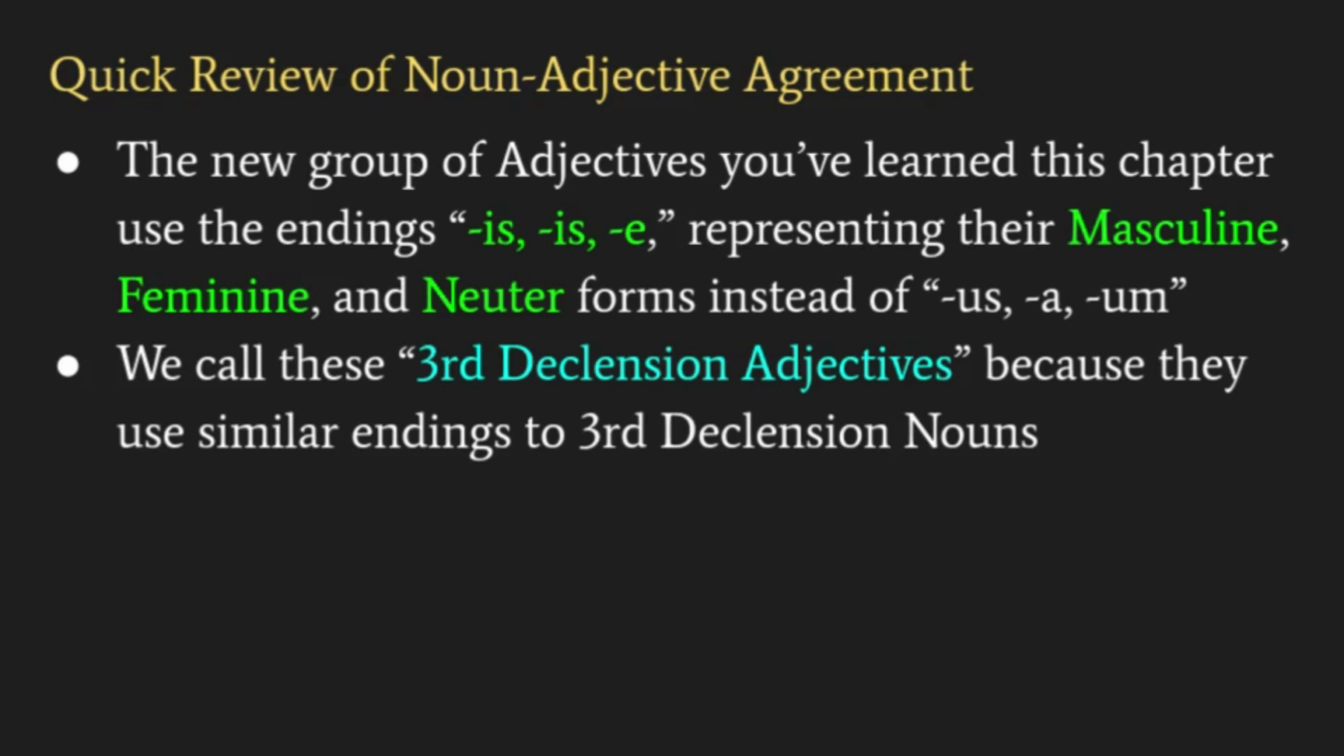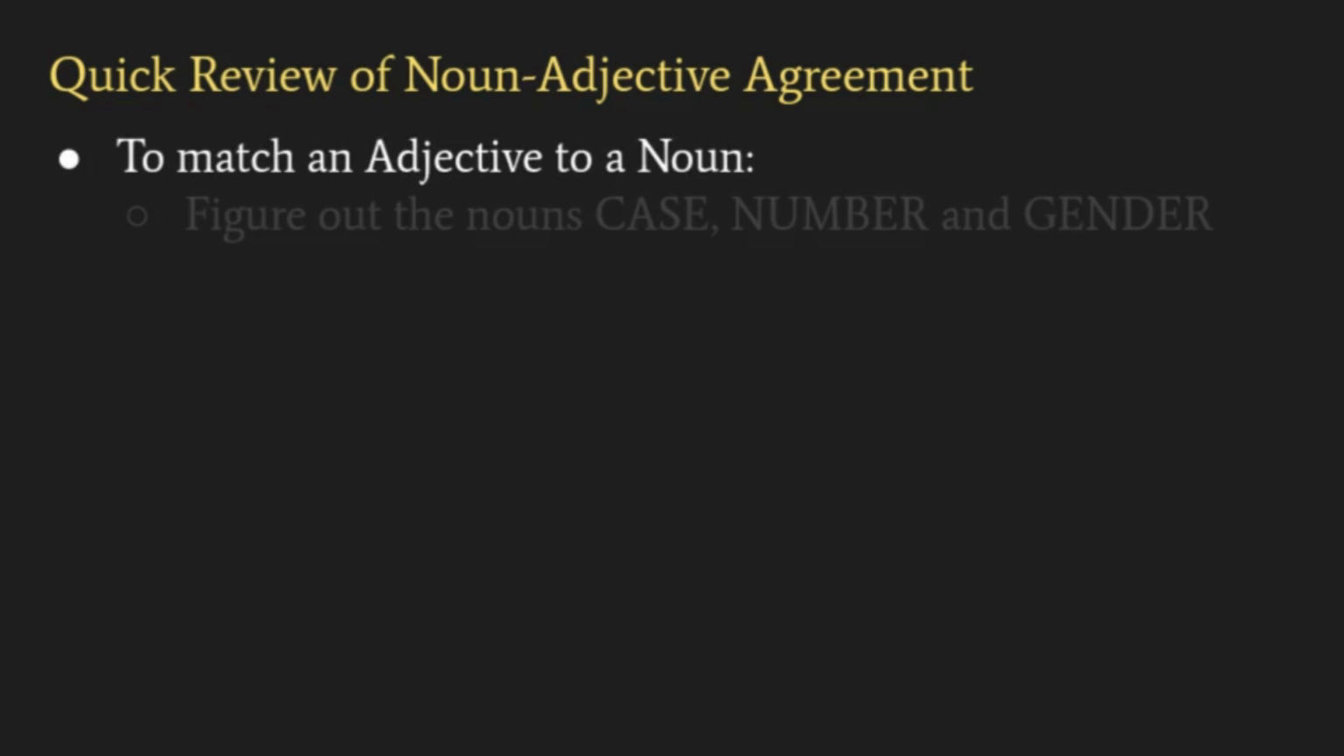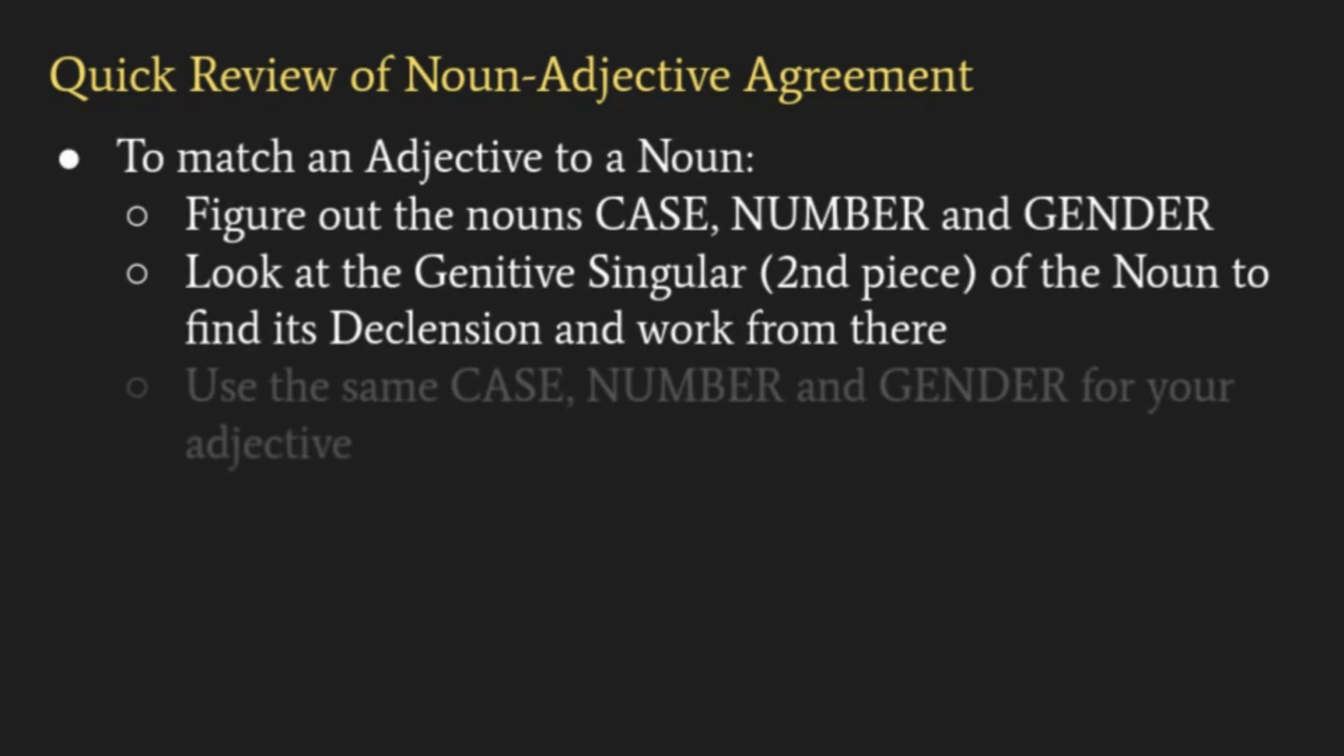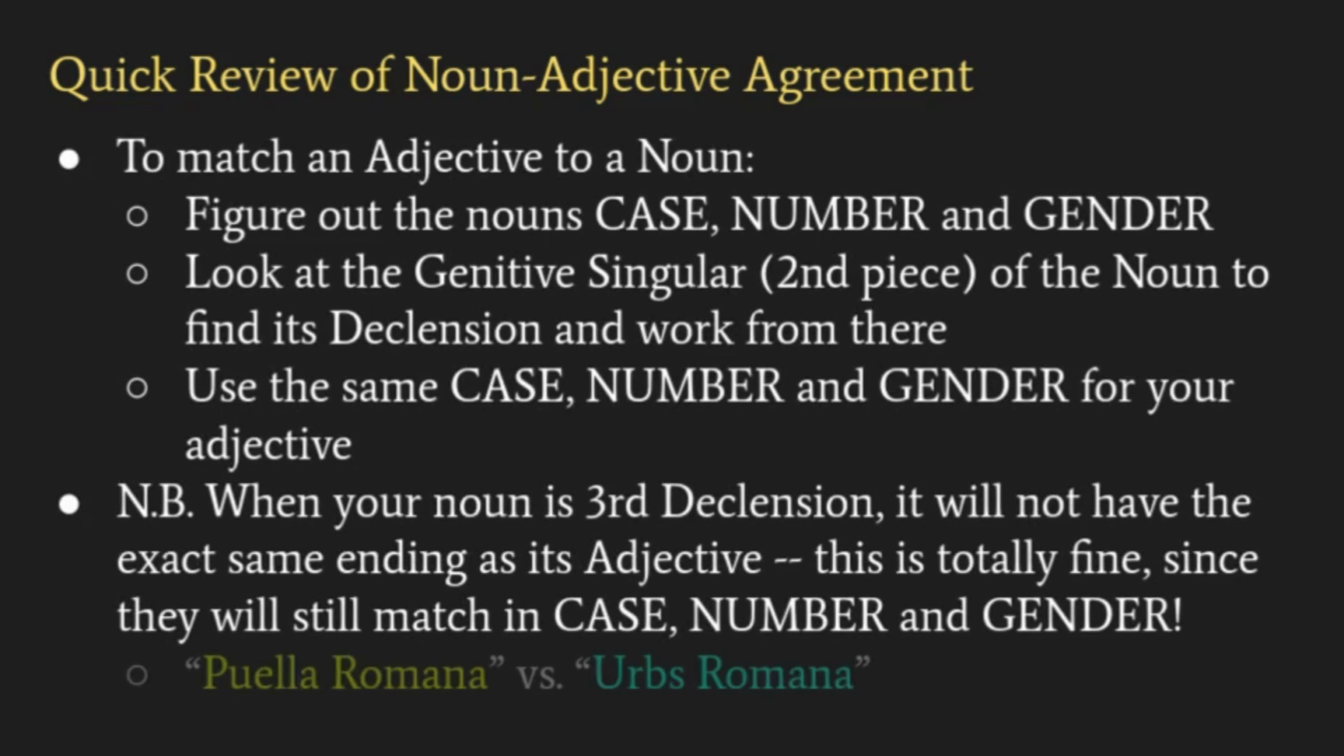All right, but we do want to process this a little bit and make sure we understand it. So again, to match an adjective to a noun, the first thing you want to do is figure out the noun's case, number, gender. You look at the genitive singular, the second piece of the noun, to figure out the declension, and then you just work backwards, right? Once you have the case, number, and gender of your noun, you use the same case, number, and gender for your adjective.